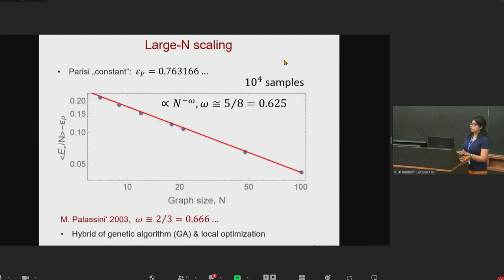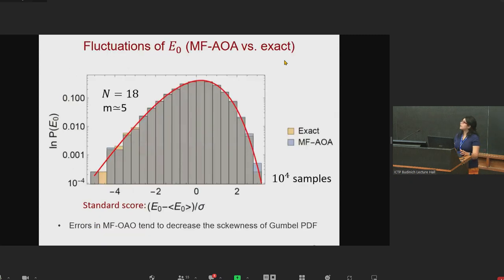Then we come to the performance of our classical algorithm, and here we see that with the increasing number of spins, the difference between the Parisi constant and the expectation value, the expected minimum value, that is the result of our algorithm, divided by the number of spins, decreases algebraically. Here in this graph, we have plotted a histogram of the standard score of the true minimum of a problem, and we see that this follows a Gumbel distribution.